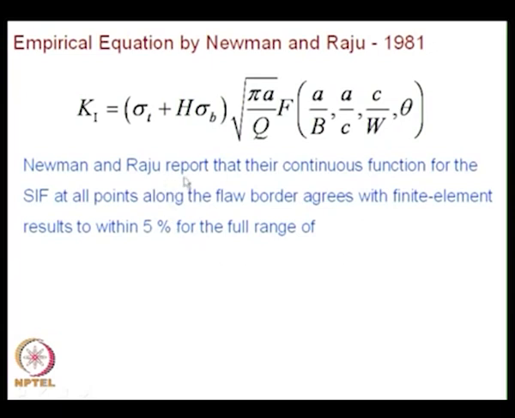And what you will have to note is Neumann and Raju have reported that the empirical relation is within 5% of the finite element calculation for the full range of a by b and a by c from 0 to 1 and 2c by w less than 0.5. You will also have to note down the width of the specimen, that is also playing a role.